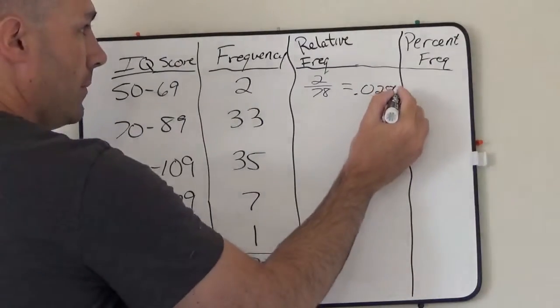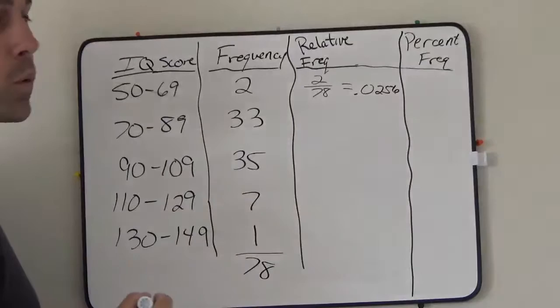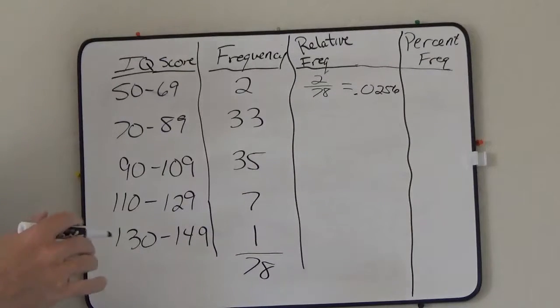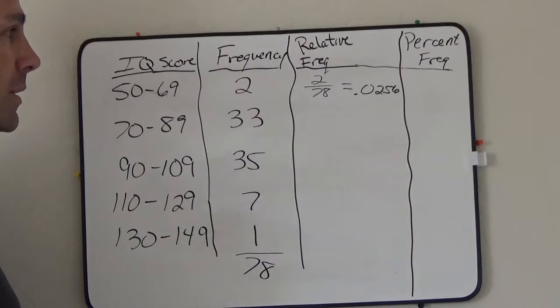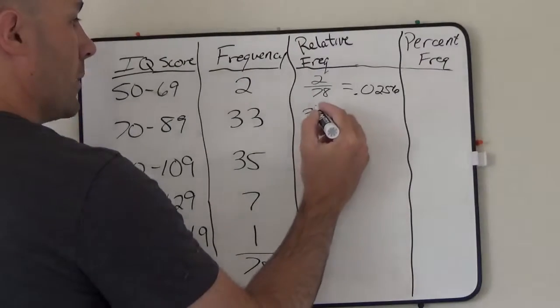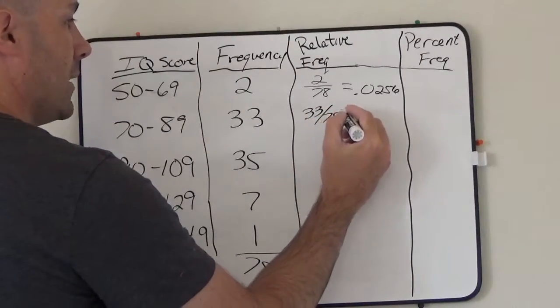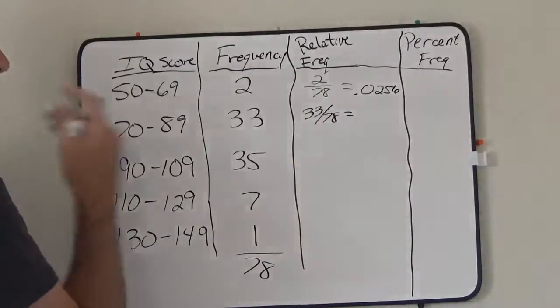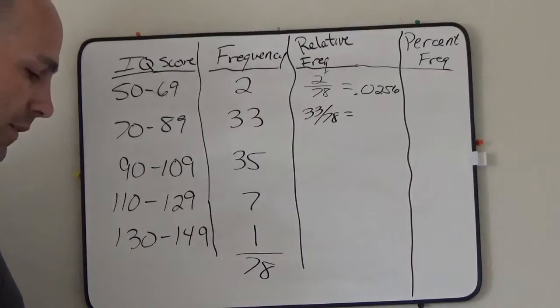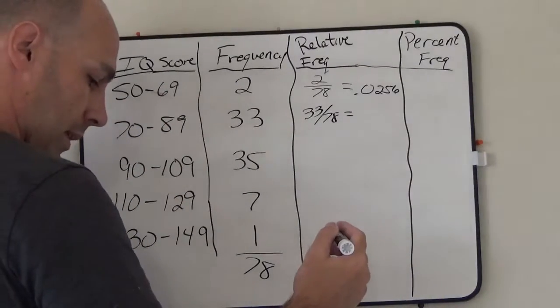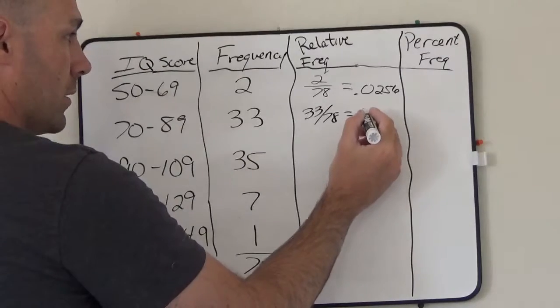0.0256. Now guys, we're always going 4 decimal places, 4 numbers behind the decimal. That's because we're going to change it to a percent and we want to have that many numbers in it. Okay? On the next one we would do 33 divided by 78. That's the ratio. 33 divided by 78 gives us 0.4230.